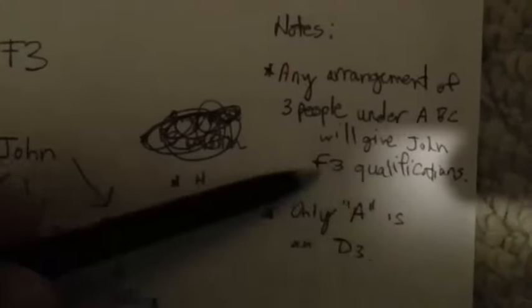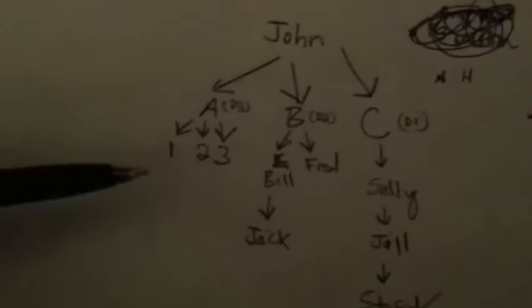They will have to pay $100 again. However, A will not have to pay $100 again because he has 3 legs, 3 people in each of his legs. Okay, now let's look at the notes I said. An F3 is any arrangement of 3 people under person A, B, and C will give John F3 qualifications. Only A is a D3, and I stated that.